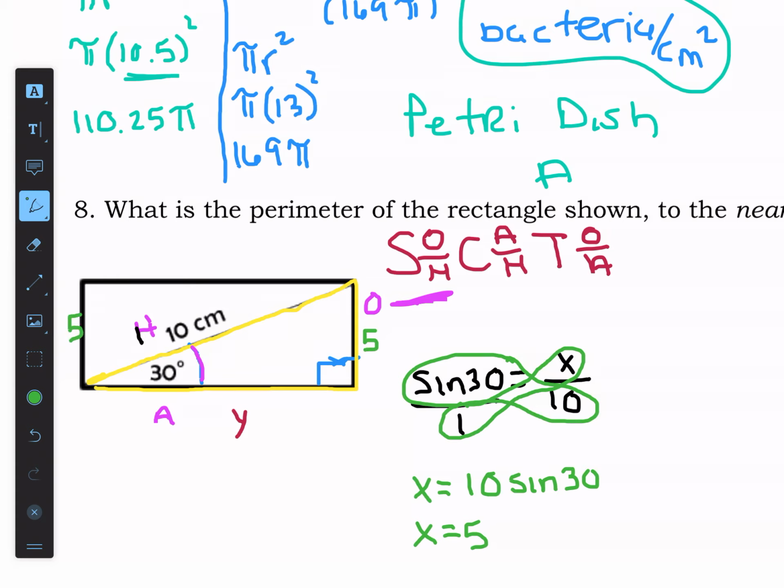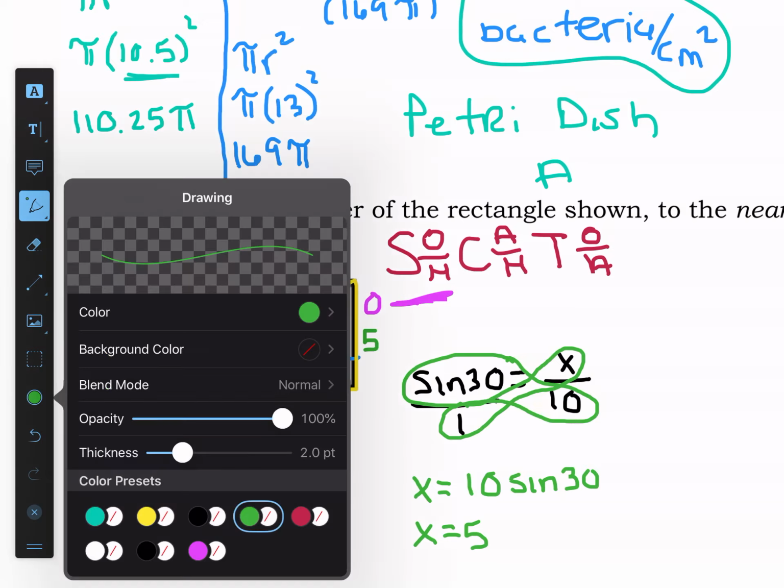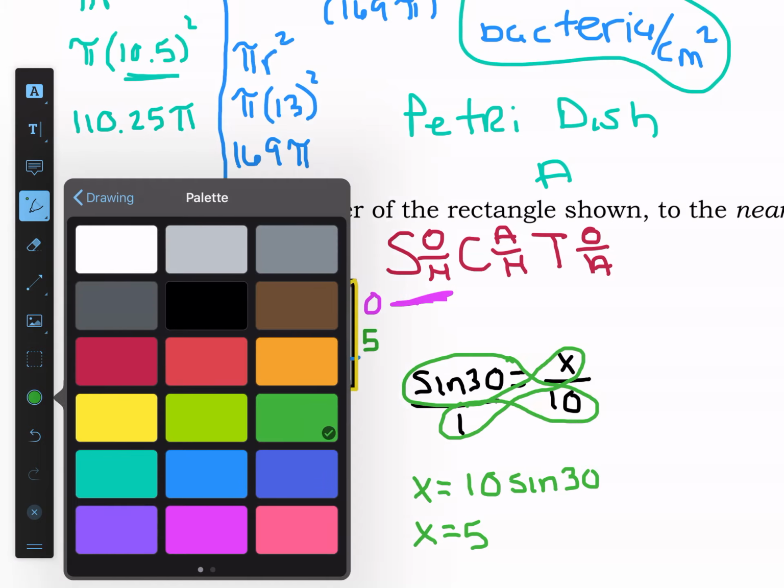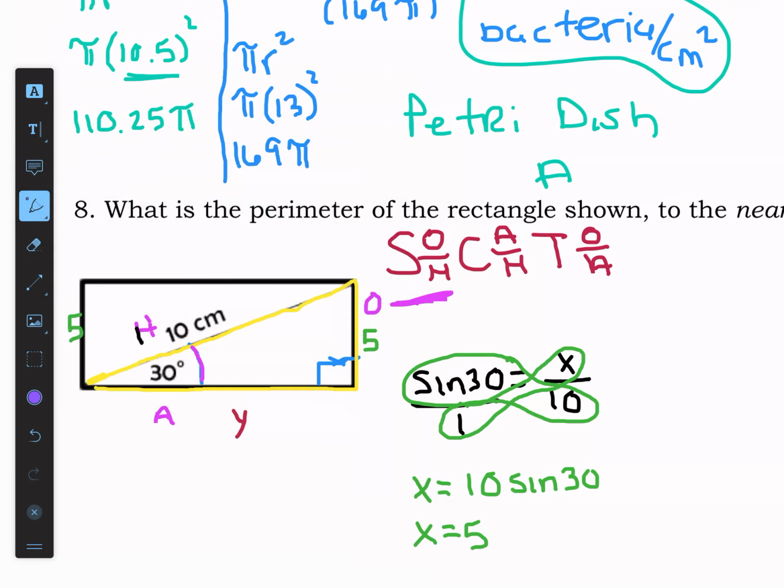Okay? All right, so now we're going to do the exact same process, except now we're going to solve for Y, which is the adjacent side. Let's get a different color. Okay, so looking at our 3 trig functions, we want to figure out who is using A and H. And if we look carefully, we see that that is cosine.